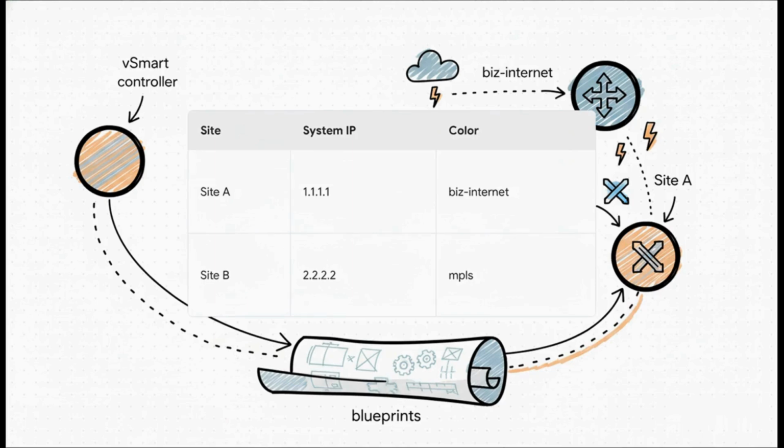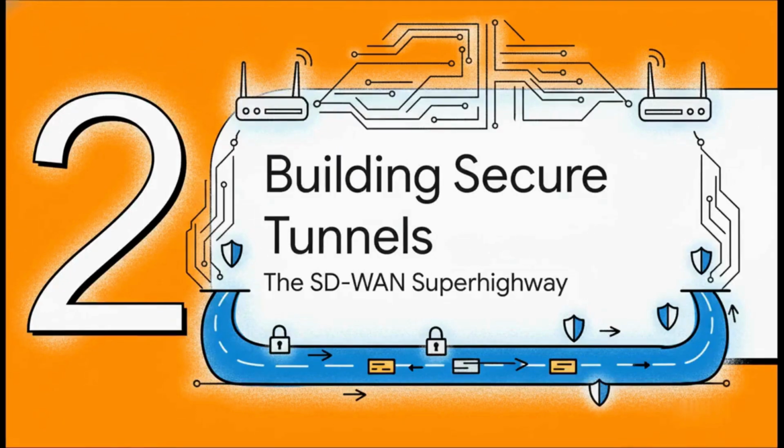And at the same time, it tells Site A, to get to Site B, you can use their MPLS connection at 2.2.2.2. Now, with this information exchanged, everybody has the blueprints they need.